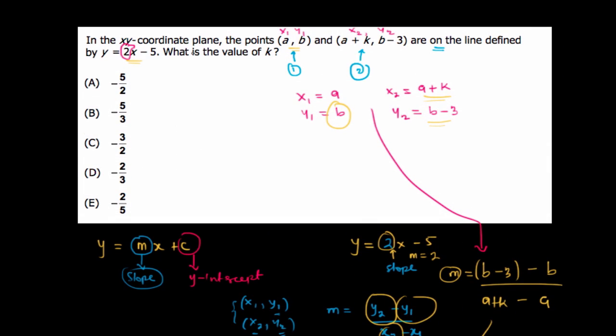That was what the question tells us to find. It says find the value of k. So we found that the value of k is negative 3 over 2, and the solution of this problem is option C.